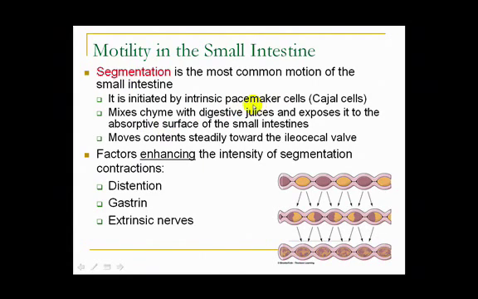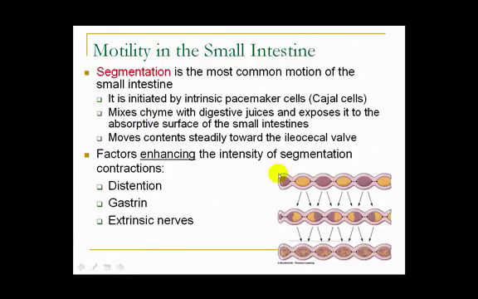It gets initiated by pacemaker cells in the smooth muscle, and it spreads through gap junctions and causes the smooth muscle to contract together. And the purpose of the segmentation in the small intestines is to mix the chyme with all those digestive juices that are coming from the pancreas, and also the bile that's coming from the gallbladder. And the other thing it does is, as you do segmentation, it's exposing the chyme to the surface area of the small intestines to enhance absorption.